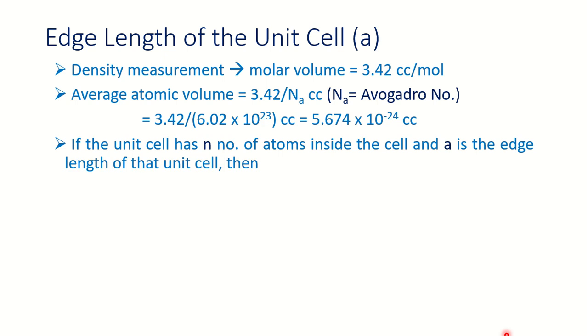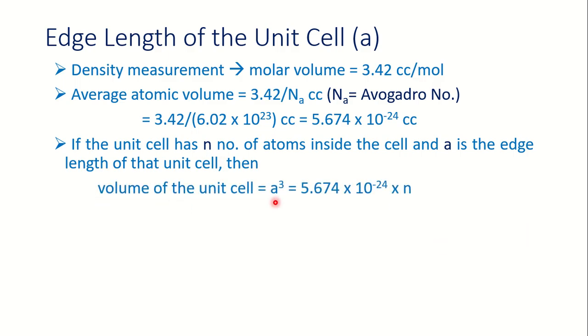Okay. So if the unit cell has n number of atoms inside the cell, if n is 1, then it is simple cubic or primitive. If n is 2, this is body centered cubic or C face centered cubic. If n is 4, this is face centered cubic. And if the number is more than that, then within the FCC lattice there are some additional number of atoms within the unit cell. So how are n and a related with each other?